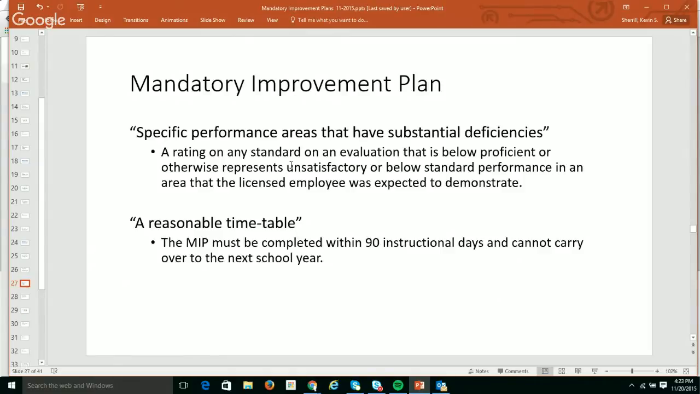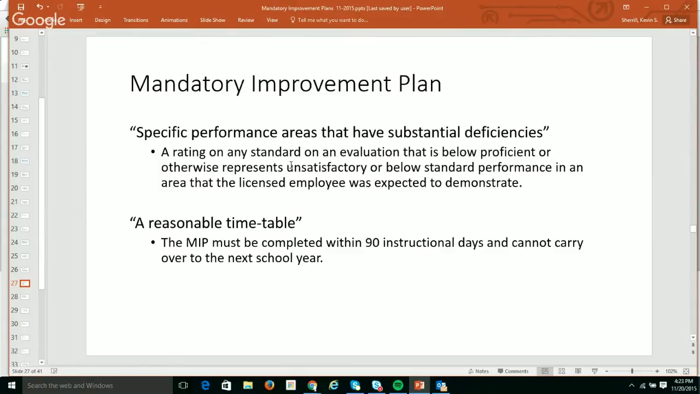That reasonable timetable, the statute says that it has to be completed within 90 instructional days and cannot carry over to the next school year. So this does not mean that they get 90 instructional days. It means they get up to 90 instructional days. So I don't know that we're going to say everybody automatically gets 90 days.